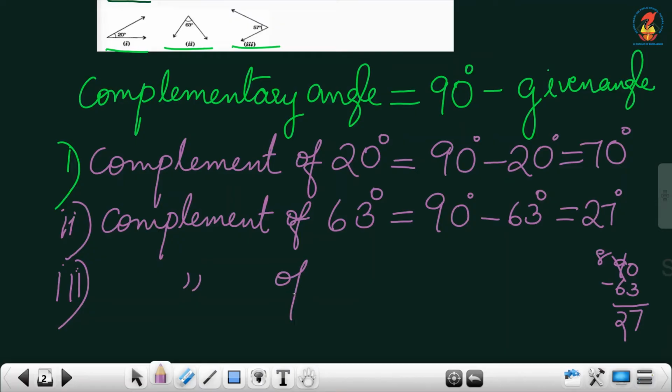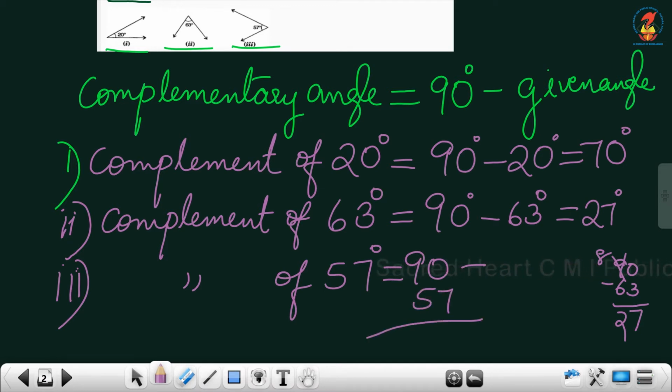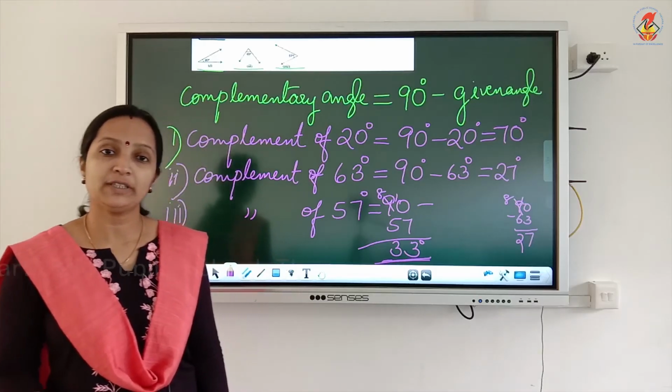Complement of 57 degrees. What is the complement of 57 degrees? 90 minus 57. What is the answer? 10, 3. What is the answer? 33 degrees. So what is the answer we got? The complement of 57 is what? 33. And what is the complement of 33?